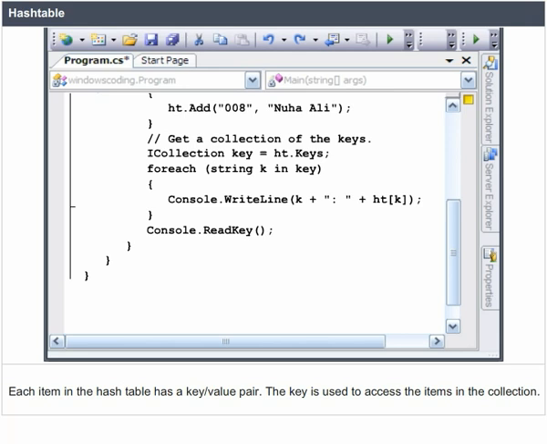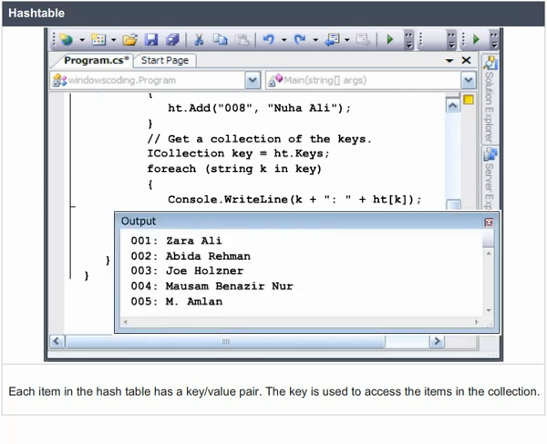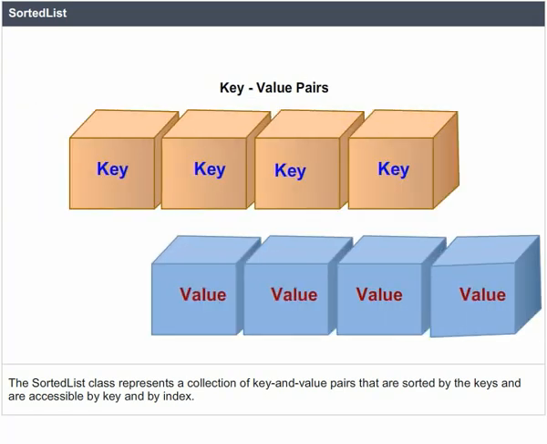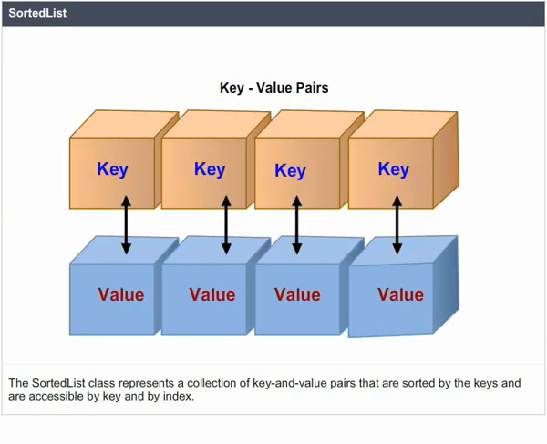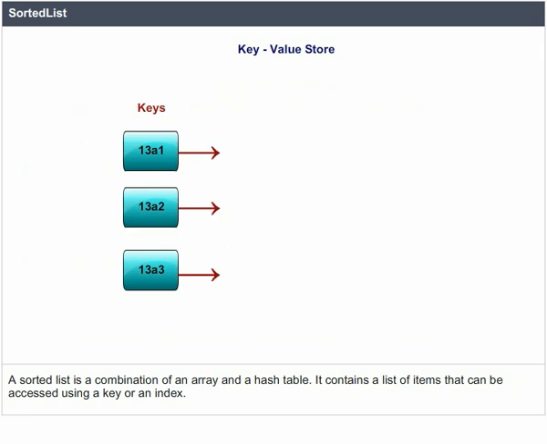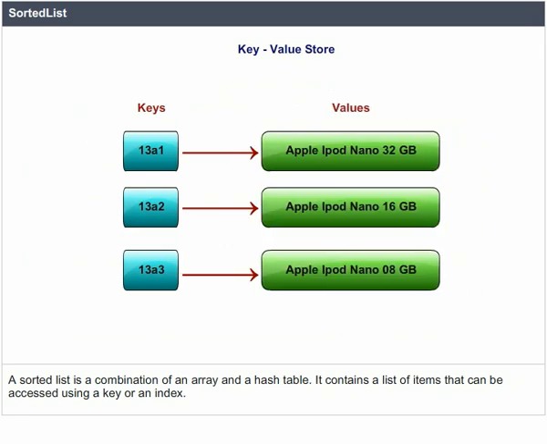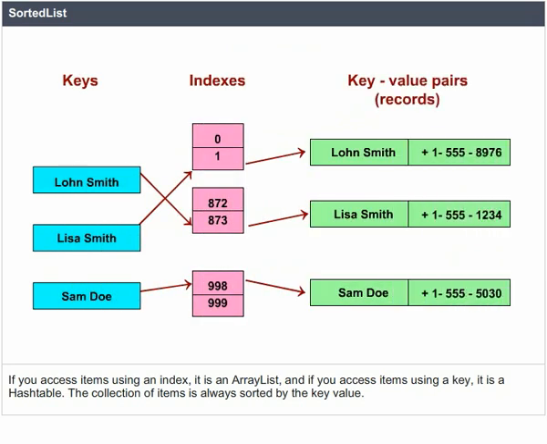SortedList. The SortedList class represents a collection of key and value pairs that are sorted by the keys and are accessible by key and by index. A sorted list is a combination of an array and a hash table. It contains a list of items that can be accessed using a key or an index. If you access items using an index, it is an ArrayList, and if you access items using a key, it is a Hashtable. The collection of items is always sorted by the key value. The following example demonstrates the concept.